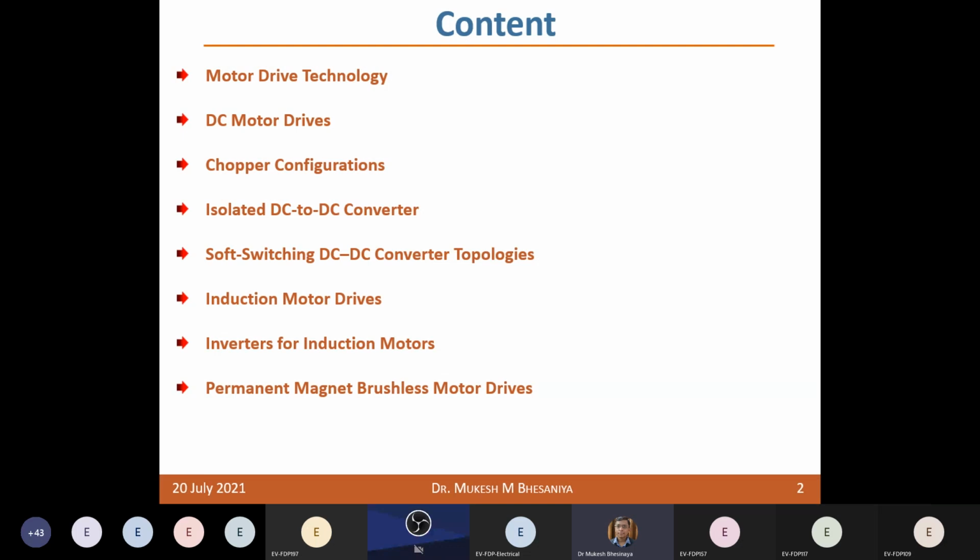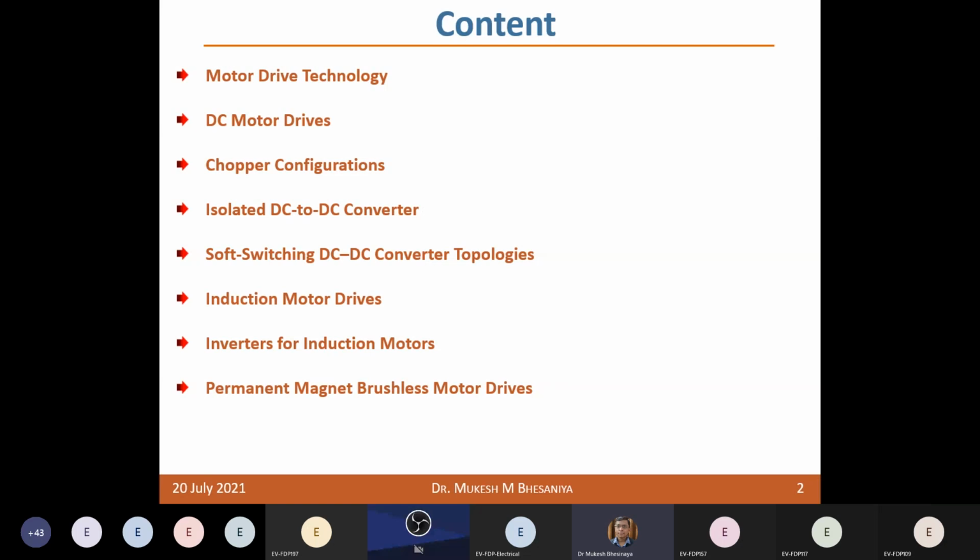We'll briefly talk about induction motor drives and related converters, and how these inverters are controlled in an induction motor drive. Then we'll discuss permanent magnet synchronous motors and permanent magnet DC motors, BLDC motors. I'll give you a brief overview of the types of drives and the converter configurations which are used in EV applications.